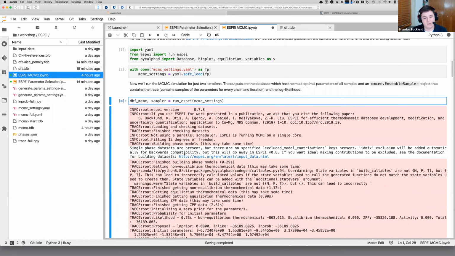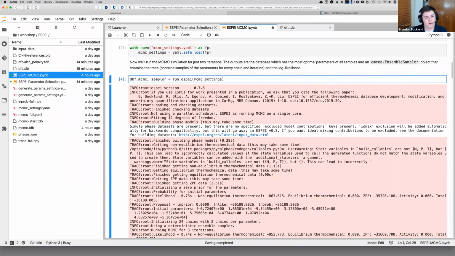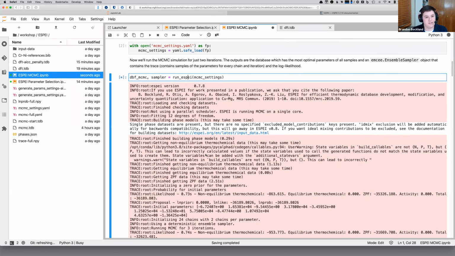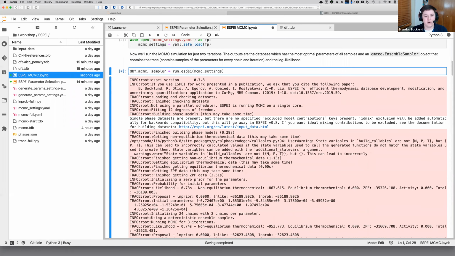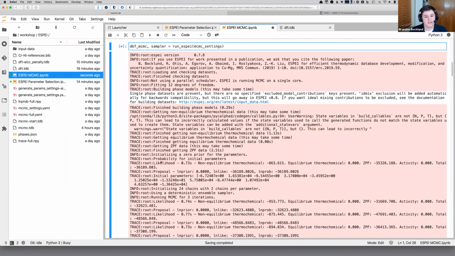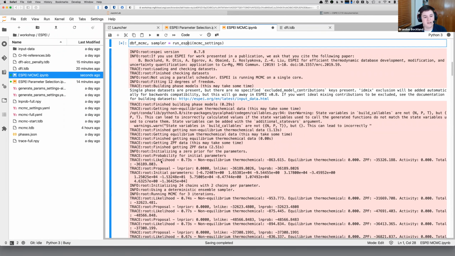And I won't talk in too much detail about all the output here, but there are lots of outputs and verbosity settings that you can have. This is an intermediate one, so the verbosity is 2. It's a little more verbose than what we did with the parameter selection. And so you're able to see for each proposal, you make a proposal, and then you can see what the likelihood and log probability are for those, and how that breaks down into the different types of data contributions.